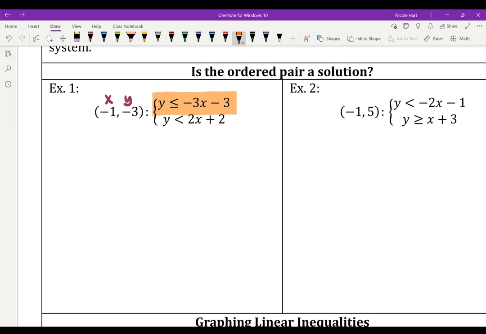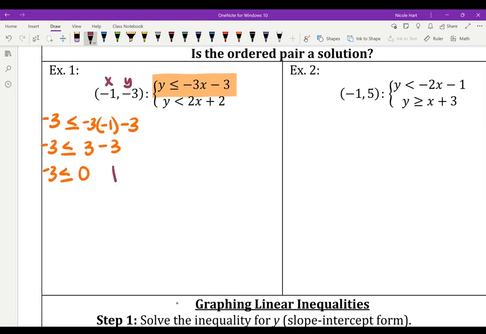And I'm going to plug in x and y for that problem. So I'm going to take everywhere I see y, I'm going to replace it with -3. So -3 is less than or equal to -3x, so I'm going to do a parentheses, -1 minus 3. So we have -3 is less than or equal to -3 times -1 makes a +3 minus 3. And then we bring everything down. 3 minus 3 is 0. So we have to ask ourselves, is this true? Is -3 less than or equal to 0? And yes. So far that works.